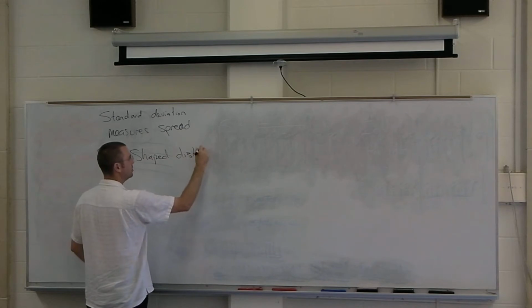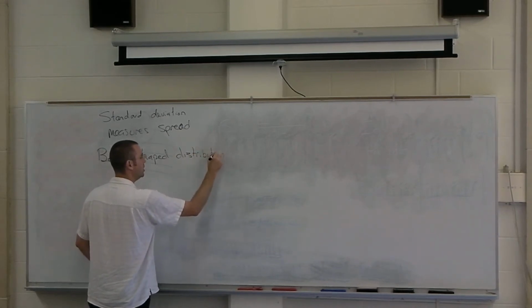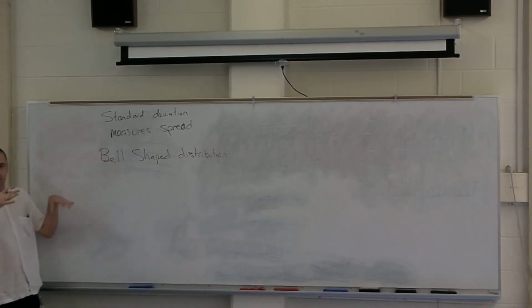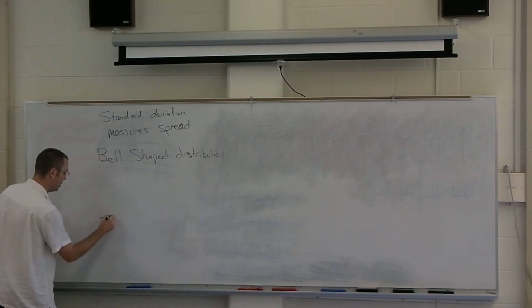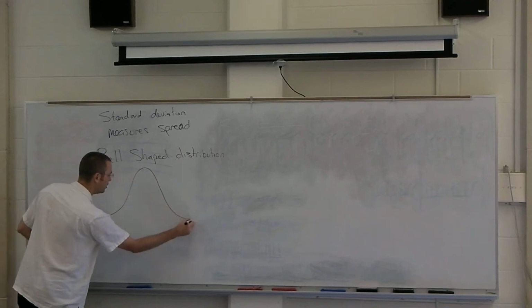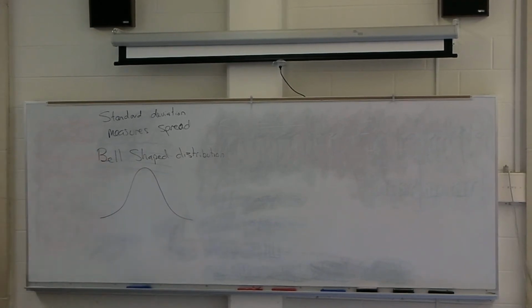Bell-shaped distributions are distributions whose pictures look sort of like a bell. They have this sort of bell shape to them, something that looks roughly like that. That's what a bell-shaped distribution is.